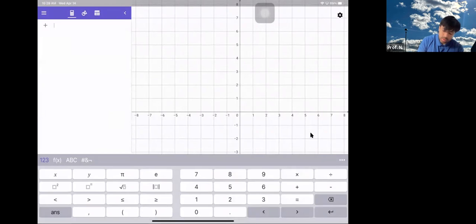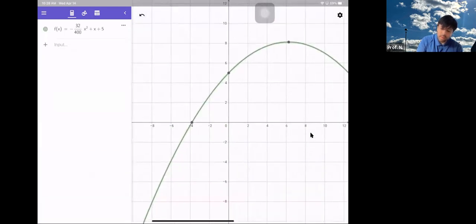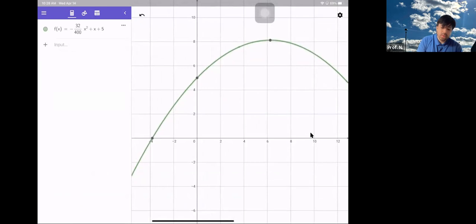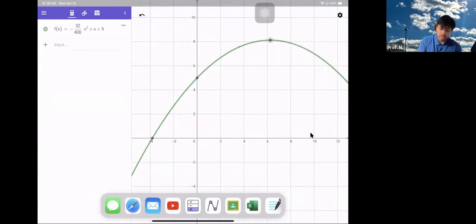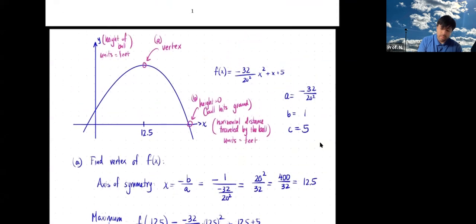So this is negative 32 divided by 400, right? And then I multiply that by x squared, and then I add x, and then I add 5. You see this? So there's something wrong with the calculations. It starts at 5, which makes sense, but then the height here is 6.25. So let's go back. What may have gone wrong here?